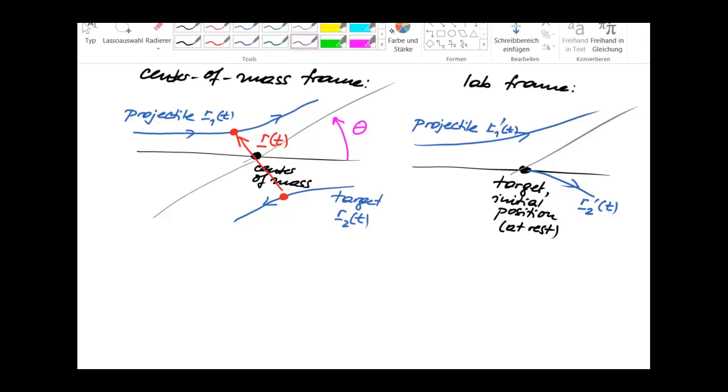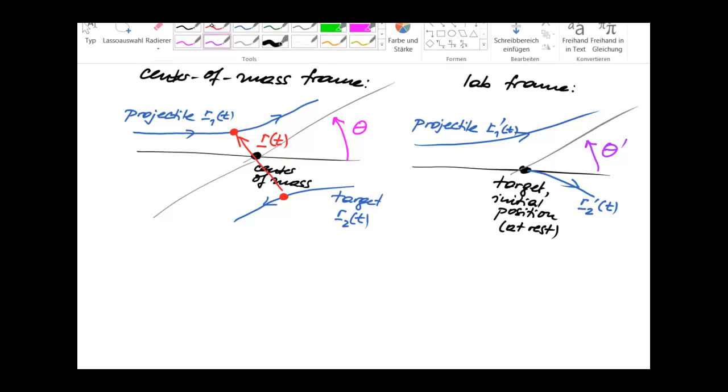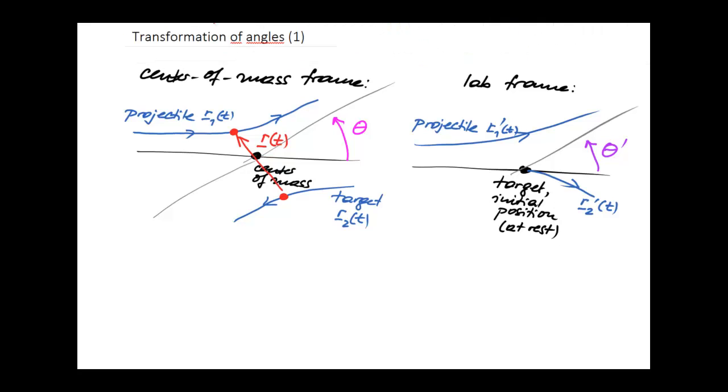And the angle with respect to the beam axis is the angle theta prime, which in general is different from the theta on the left-hand side in the center of mass frame. The question is, how do we get from theta to theta prime? What is the relationship between the two?